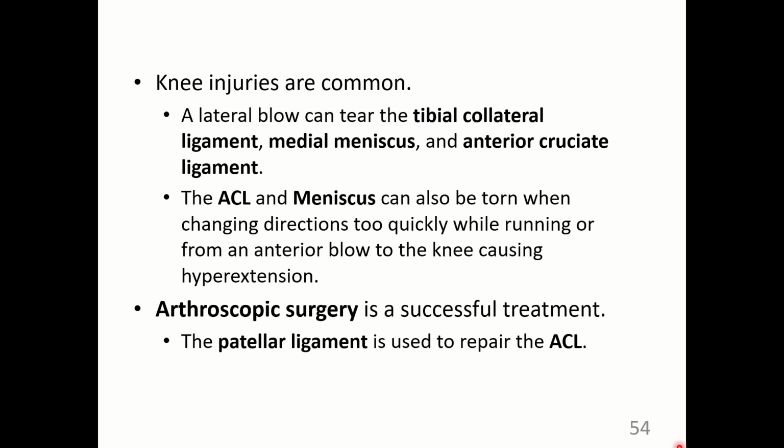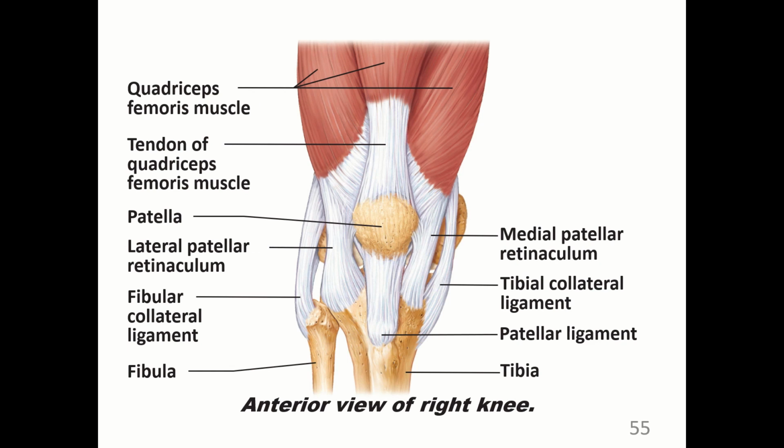The ACL and the meniscus can also be torn when changing directions too quickly while running, or from an anterior blow to the knee that causes hyperextension. Arthroscopic surgery is a successful treatment. The patellar ligament is used to repair the ACL. Here finally we can see the patella and the tendon of the quadriceps connecting to the patella, and then this is the patellar ligament.